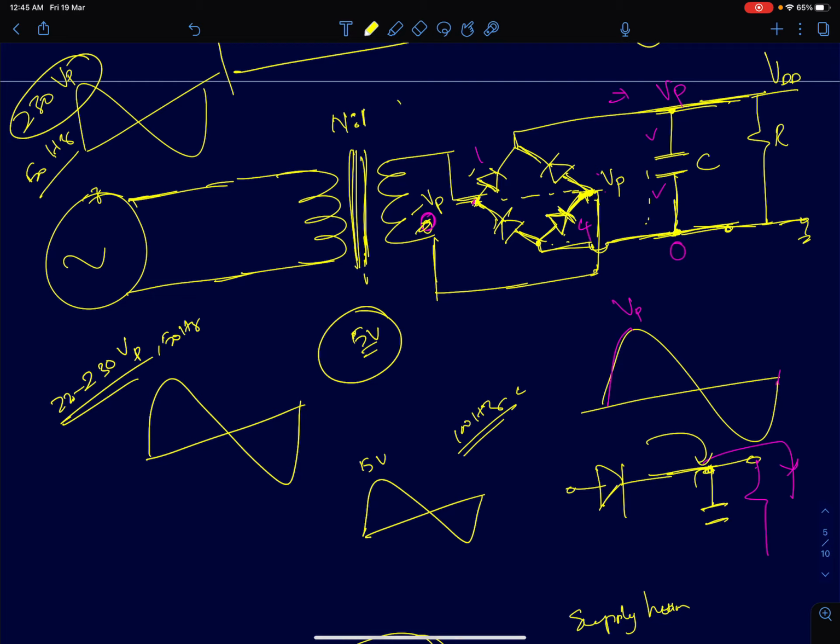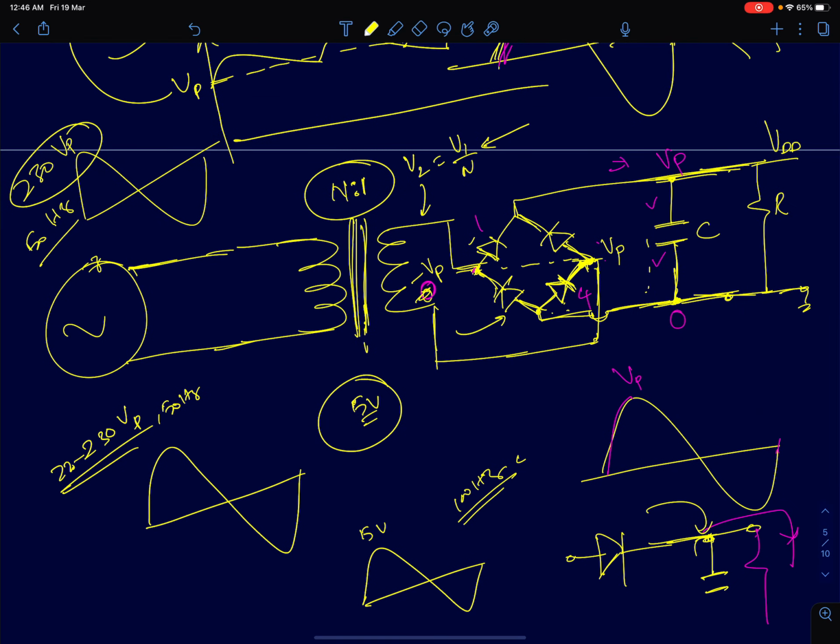To do that, we will again just use a transformer, a transformer with an appropriate turns ratio. So here it's n:1, so the secondary voltage will simply be V1 upon N. So we can choose an appropriate turns ratio to get that voltage at the secondary of the transformer. This is fed to a diode rectifier circuitry. So this is in fact a full wave rectifier.